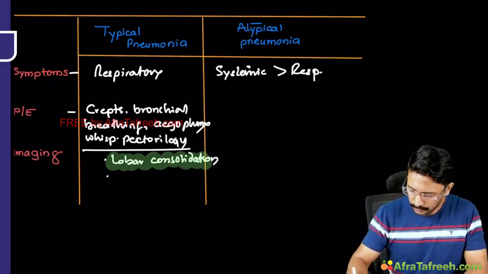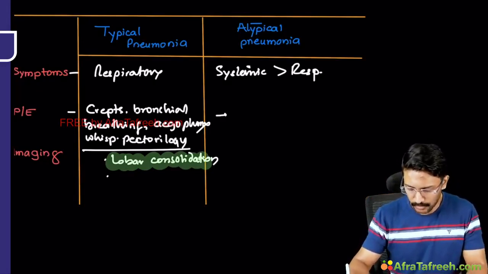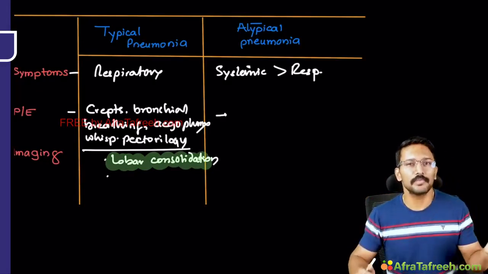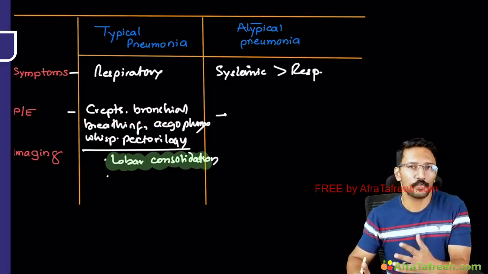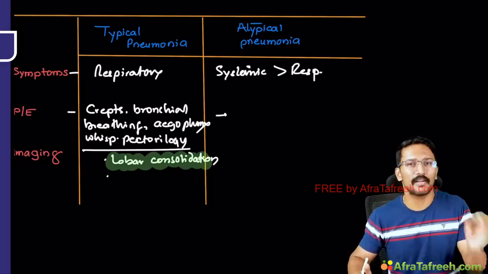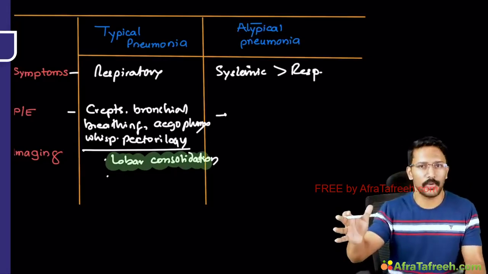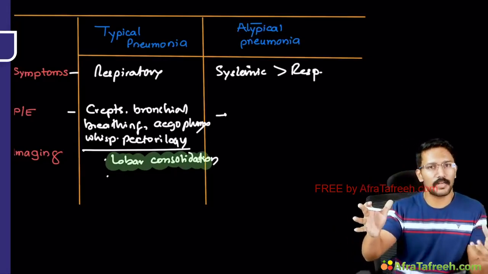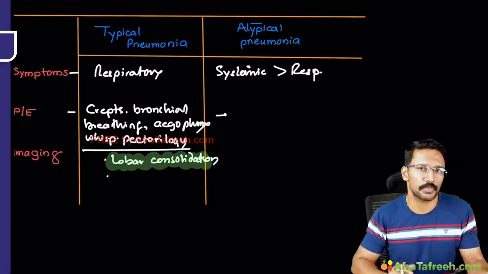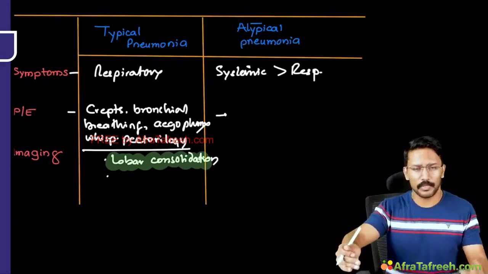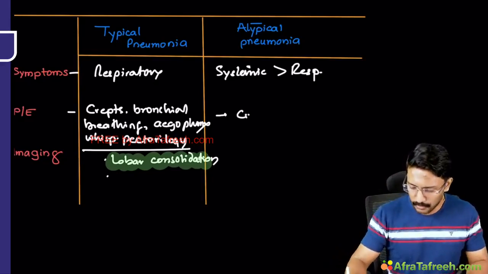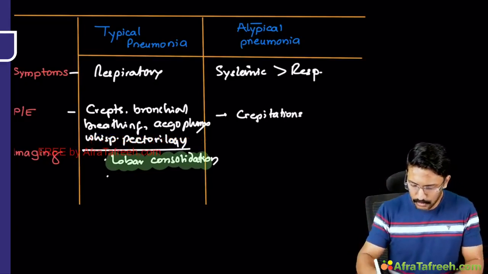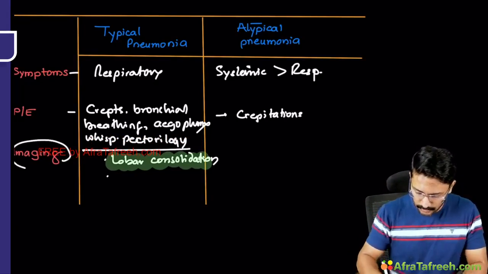On the other hand, on the physical examination of atypical pneumonia, the physical signs are going to be minimal. It will be out of proportion: the complaints or the symptoms and the respiratory exam findings will be totally out of proportion. Patient is symptomatic, but you don't find gross examination findings. So max you would see is crepitations. Okay, so when you image the patient, then you will clearly know.